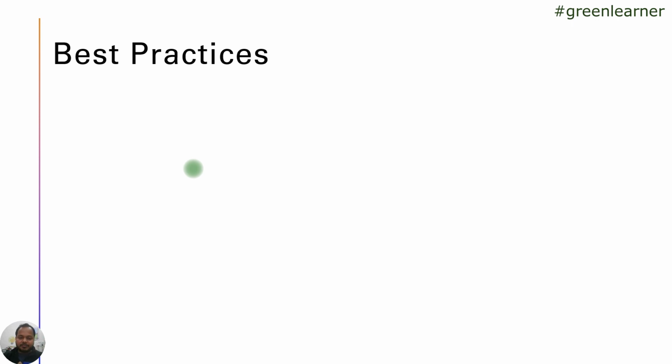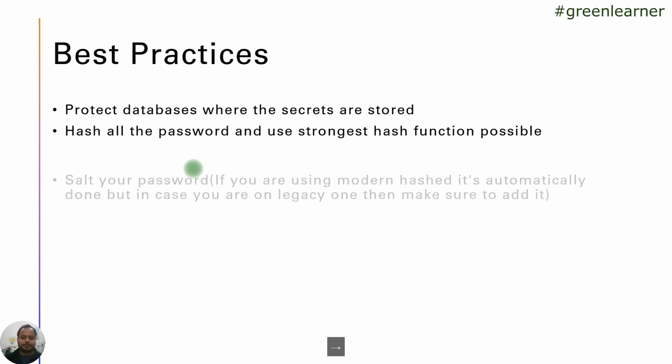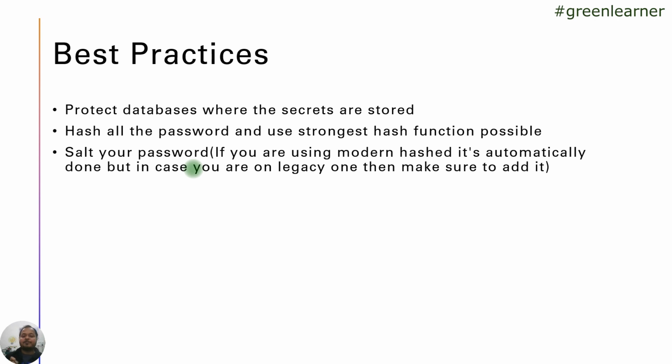The next one, before concluding this video, is the best practices around this. The first one is that we have to super secure our databases so that it is very difficult to hack in the first place. And when they do get hold of the database, hash all the passwords and use the strongest hash function possible, so that even if they get hold of the passwords, they cannot use them. Next, when we are using a modern hashing algorithm, salt is inbuilt, already added into it.